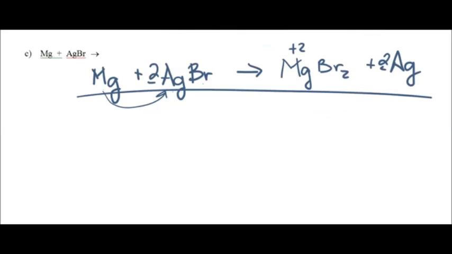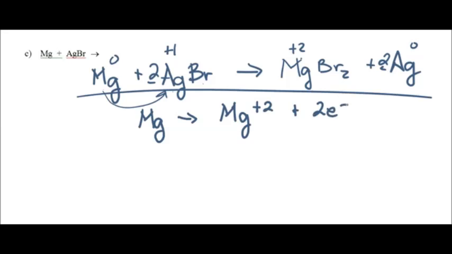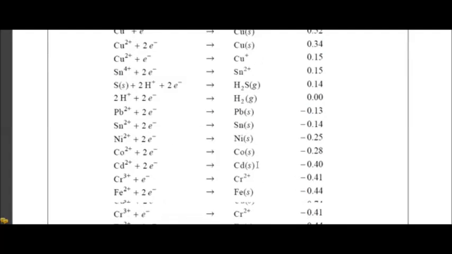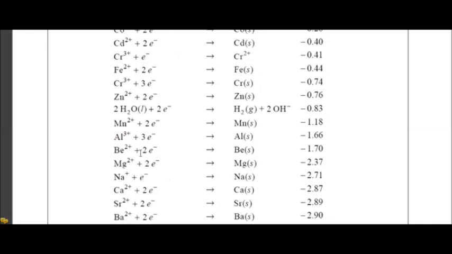Okay, so let's find out if this will take place. So starting off with our first reaction, magnesium has no charge where it has a +2. Silver has a +1 where it has no charge over here. All right, so magnesium no charge going to magnesium +2. How does it do that? Well, it loses 2 electrons, so it is oxidized. So let's get a value for that. Magnesium. There's manganese.